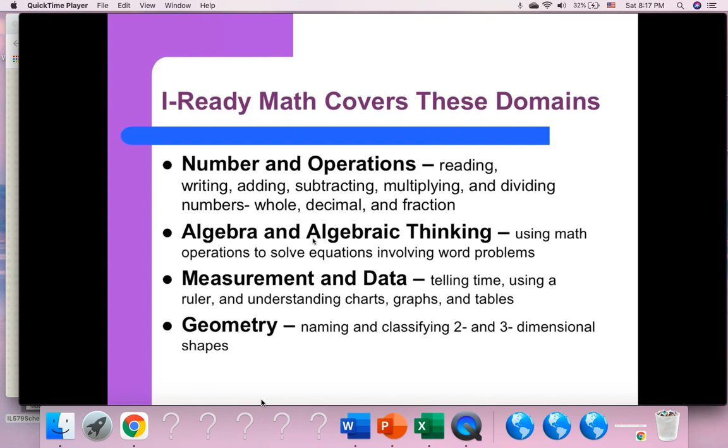Then we have measurement and data, and we know that that has to do with measuring things with a ruler, telling time, understanding charts, graphs, or tables. And then geometry, we know that's shapes, classifying shapes, talking about shapes and their attributes, and describing them and what makes a square be a square or what makes a triangle be a triangle. So that's geometry.